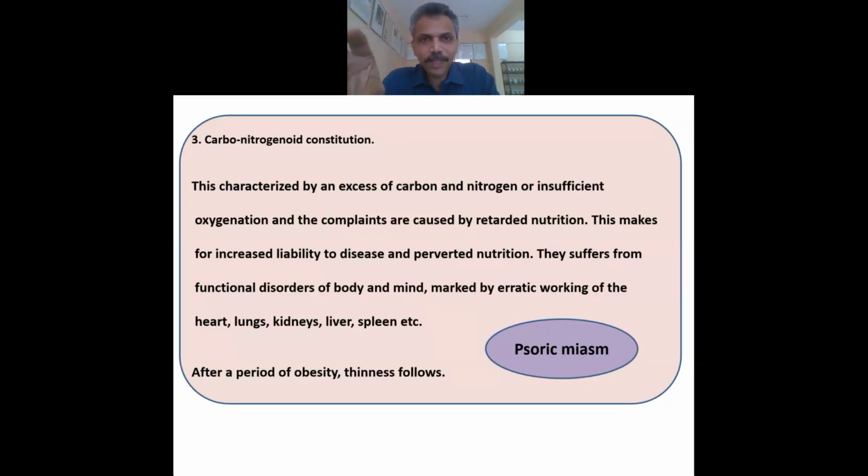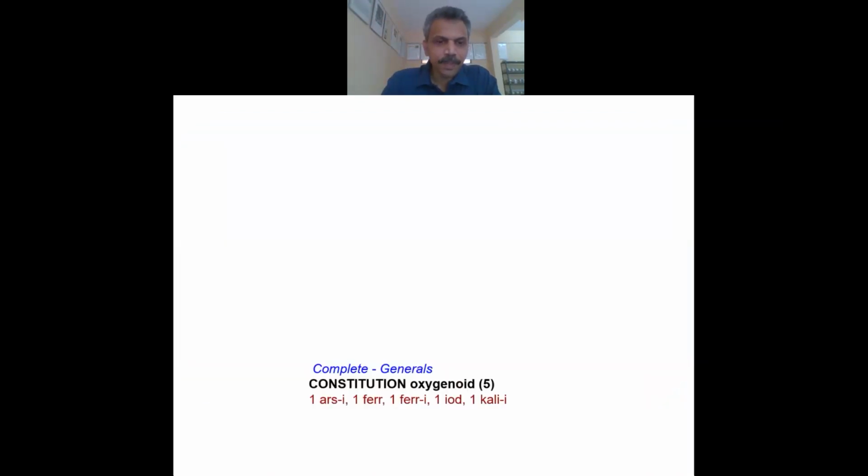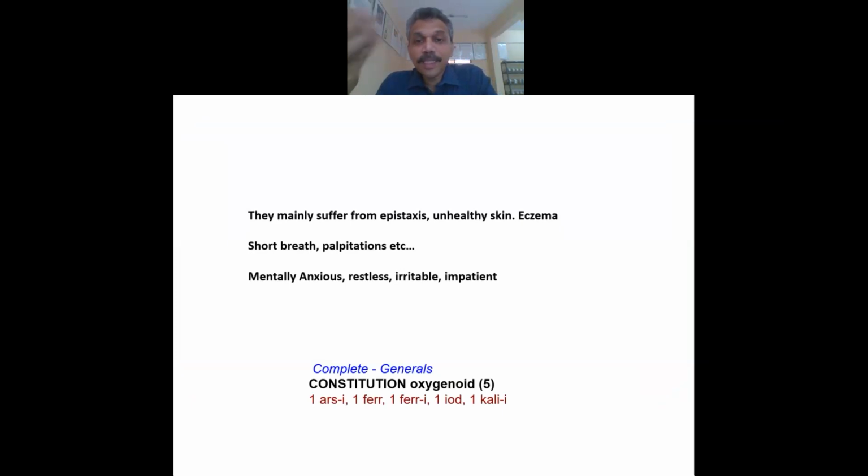This is equal to Dr. Hahnemann's psoric miasm. Now, what are all the diseases they suffer from? Who? The people who belong to carbo-nitrogenoid constitution. They generally suffer from epistaxis, more of skin, eczema. Again, palpitations. They're all very functional. Short breath, lungs are not functioning properly, heart physiology is getting affected, so there might be palpitation. Even mentally, these people are more anxious, very impatient, irritable, and restless. So this is how they are mentally.